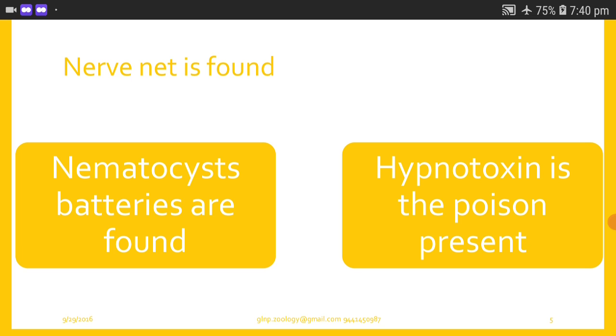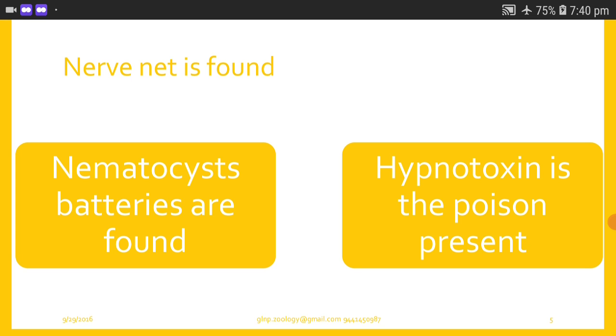So because of the presence of nematocysts, they sting other animals, other prey animals. As a result, coelenterates are called stinging animalcules. Try to remember this terminology: coelenterates are called stinging animalcules. And hypnotoxin is the toxin that induces sleep in the victim.